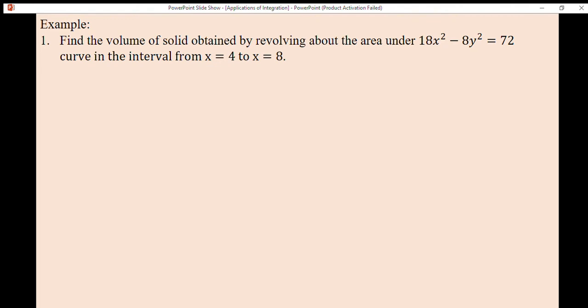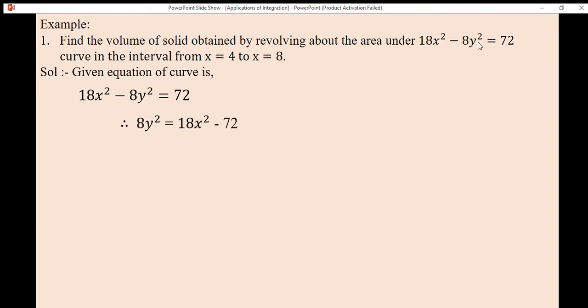Let's see an example. Find the volume of solid obtained by revolving about the area under the curve 18x square minus 8y square equal to 72 in the interval from x equal to 4 to x equal to 8. Now see, the equation of curve is already given. Actually it's an equation of hyperbola and the ordinates are again given. So in this example, the ordinates are for x, means we will use that first formula, integration of pi y square dx, means we have to solve that given equation of curve for y square first. So let us solve it for y square this way.